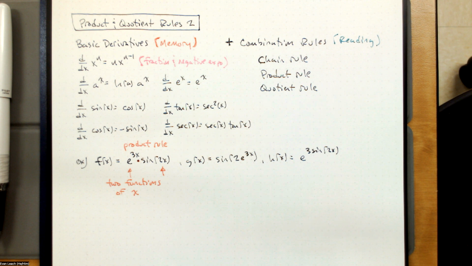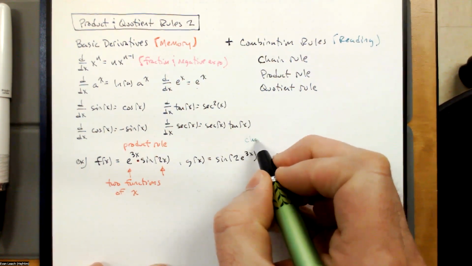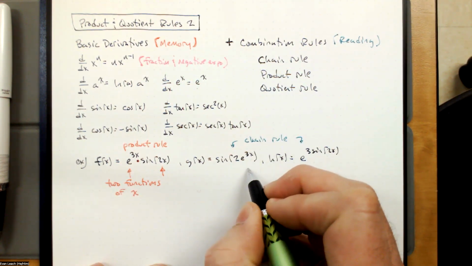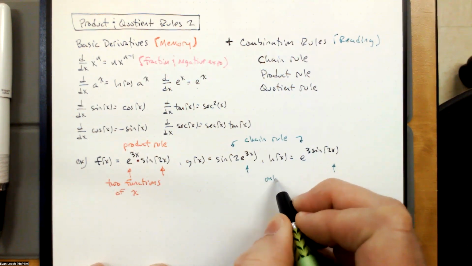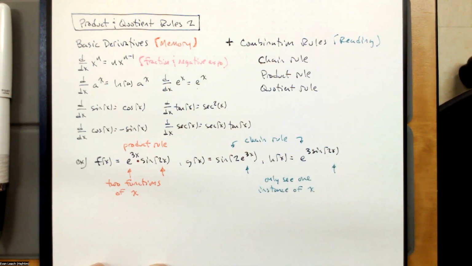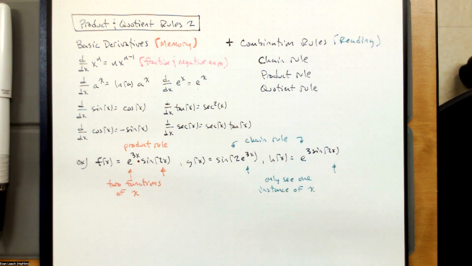In g of x and h of x, these stand out to me as having those two different operations, the e to the 3x and the sine of 2x, but in each of these, we only see x appear one time. We definitely see multiple functions going on, but we only see x one time. So we can't have a function of x multiplied by another function of x. We're not multiplying here. We must be composing the function. That tells us chain rule.